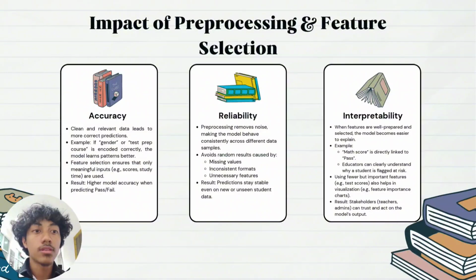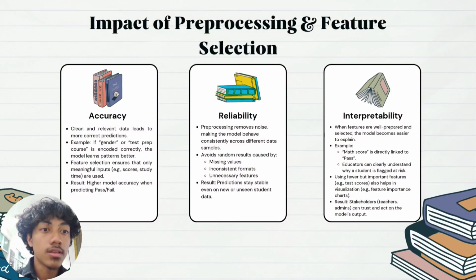And then lastly, for the interpretability, when features are well prepared and selected, the model becomes easy to explain. For example, math score is directly linked to the pass. Educators can clearly understand why a student is flagged at risk. Using fewer but important features also helps the visualization, and then the stakeholders can trust and act on the model outputs.